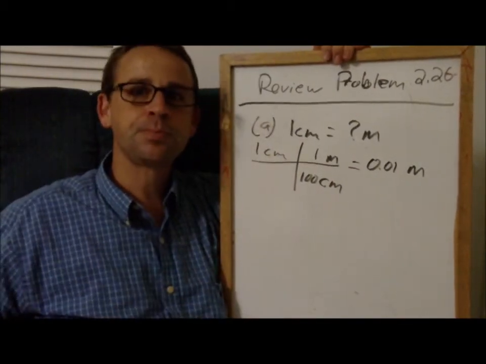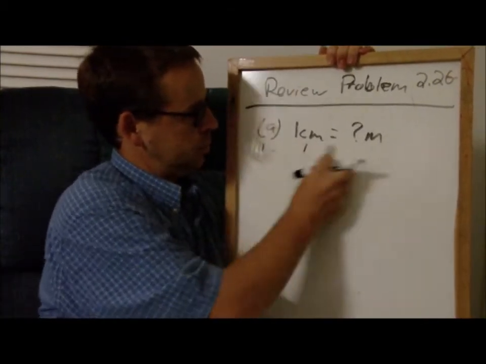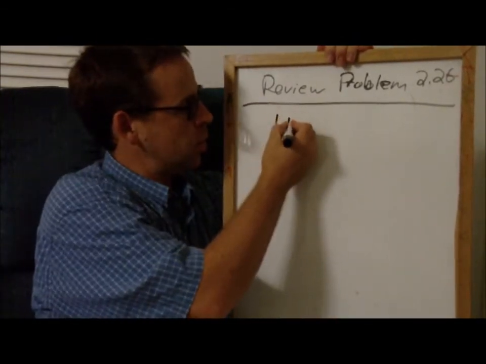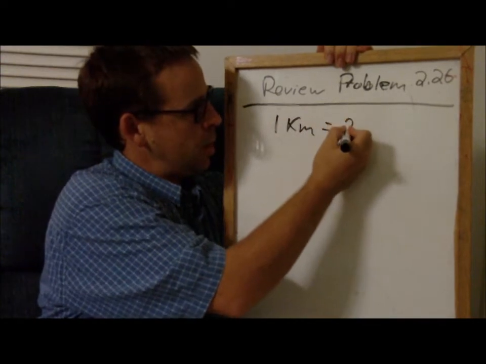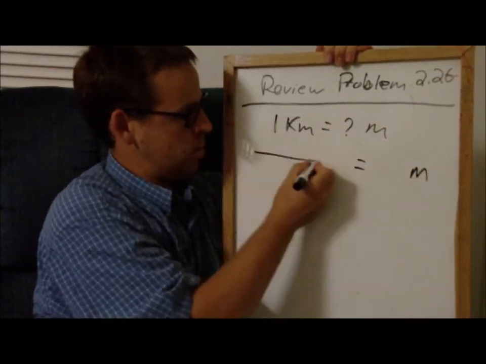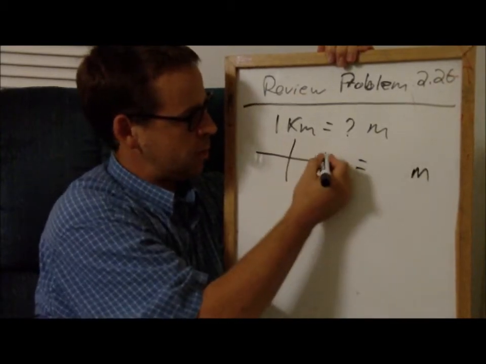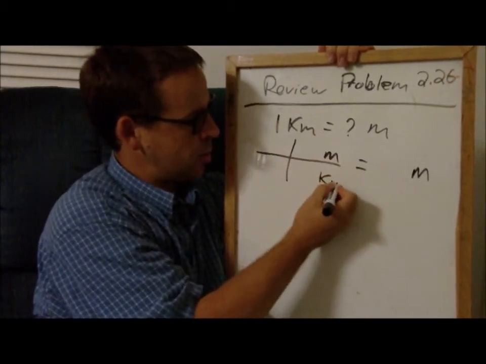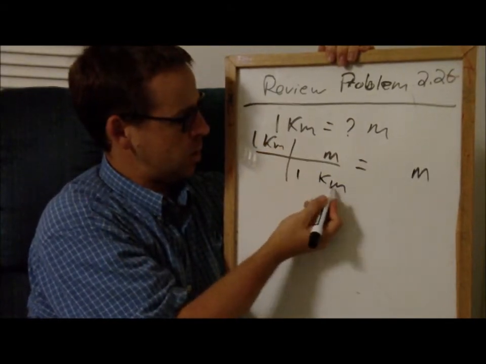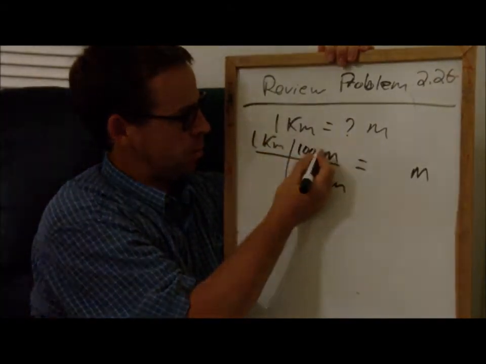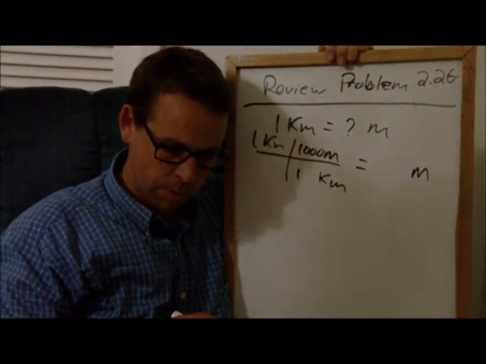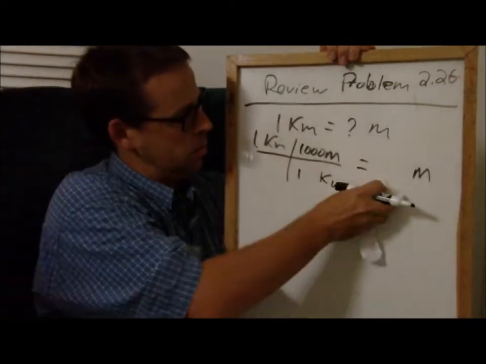B. 1 kilometer is how many meters? Equal sign, how many meters? Our train track, meters have to be on the top, kilometers are going to be on the bottom. We have 1 kilometer, and in every 1 kilometer, there's 1,000 meters. So, how many meters are there in 1 kilometer? 1,000 meters.